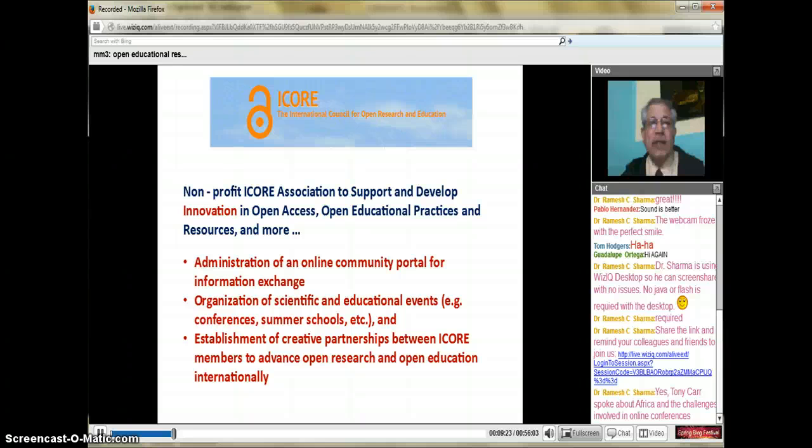And then he talked about the non-profit ICOR, Association for Support and Development Innovation in Open Access, Open Educational Practices and Resources. This organization looks after the administration of an online community portal for information exchange, organization of scientific and educational events like conferences, summer schools, etc., and establishment of creative partnerships between ICOR members to advance open research and open education internationally.